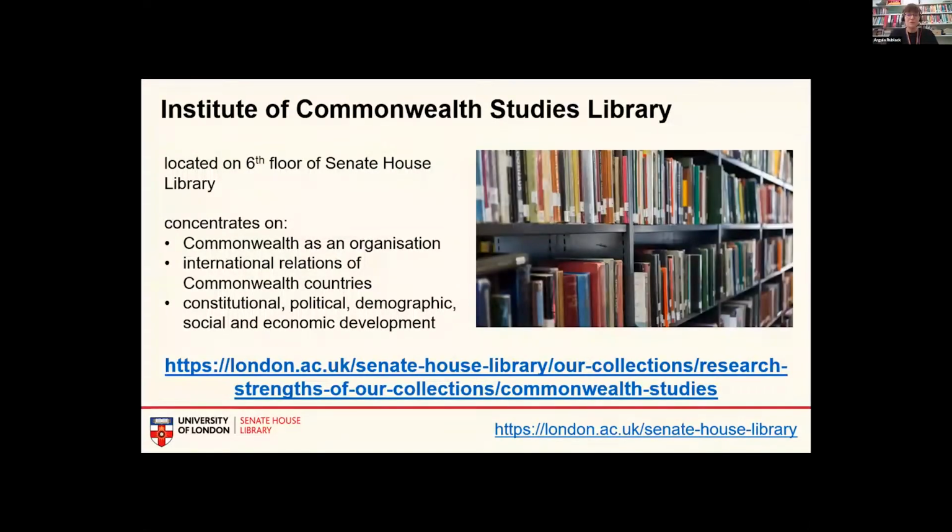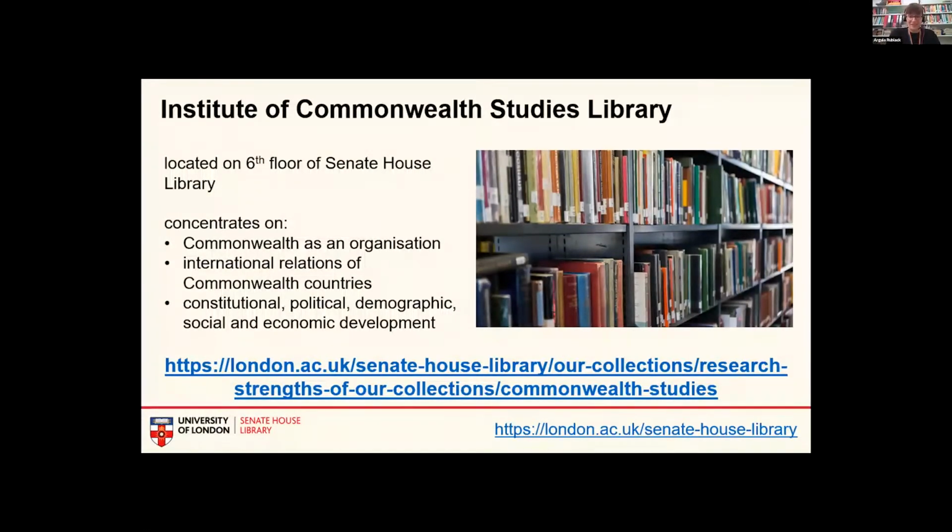Okay, so starting off with the Institute of Commonwealth Studies Library. As I already mentioned, Senate House Library houses the Institute's library. And the library is an extensive research level collection that covers the Commonwealth and its member nations across Africa, Asia, the Caribbean, Oceania, and Europe, and their histories as well, and also the history of the British Empire more broadly.